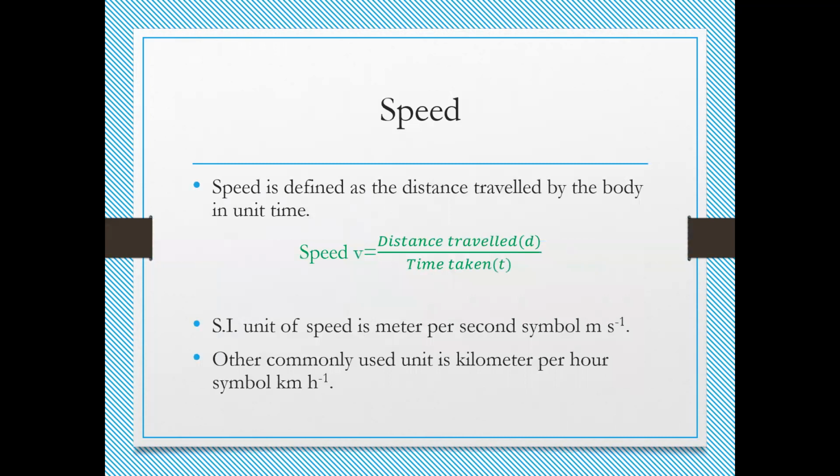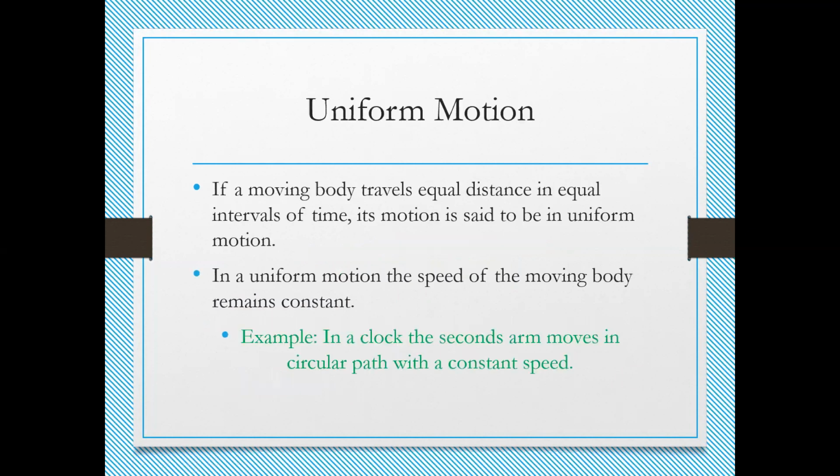What is speed? Speed is defined as the distance traveled by the body in unit time, or you can calculate the speed by dividing the total distance traveled by the total time taken. The SI unit or the standard unit of speed is meter per second. The symbol is written like this, and the other commonly used unit is kilometer per hour, and the symbol is written like this.